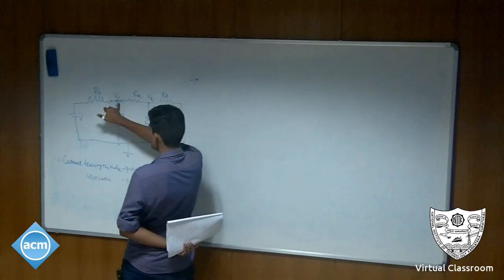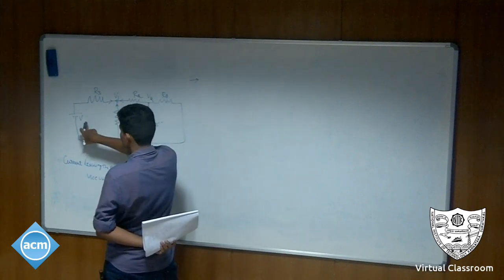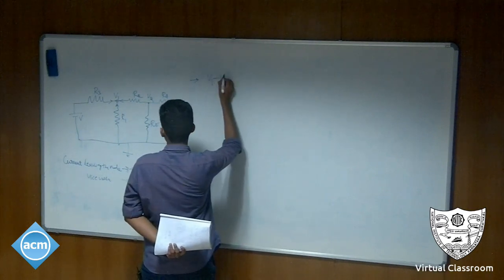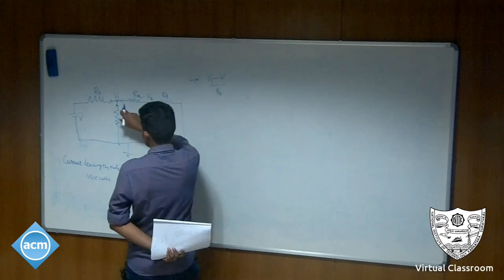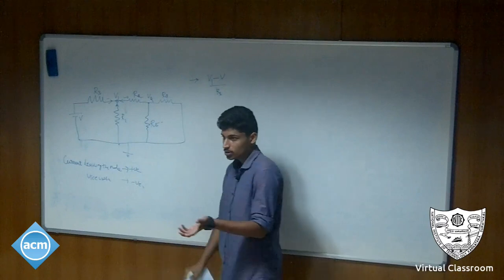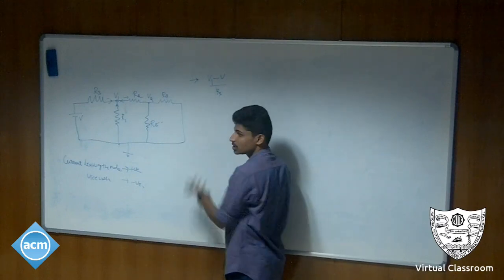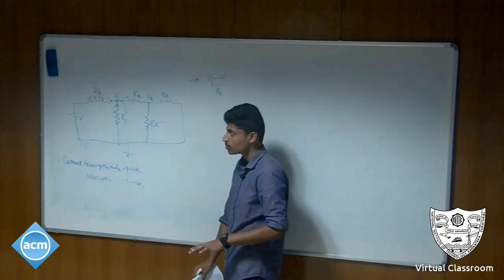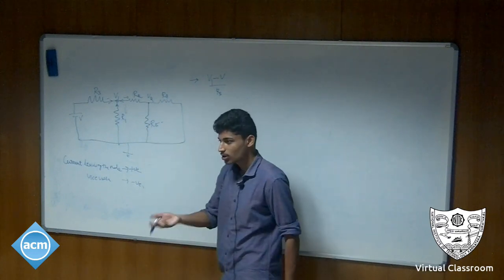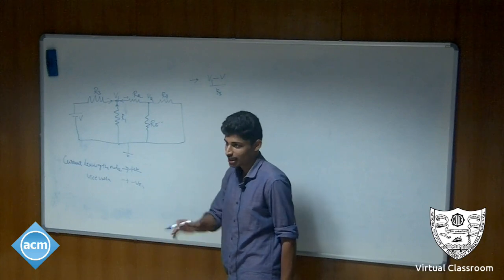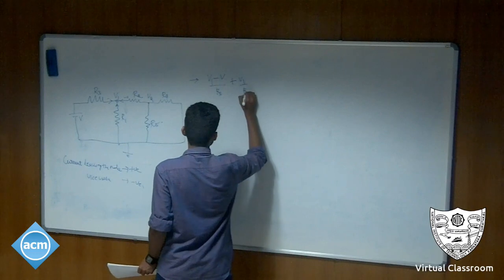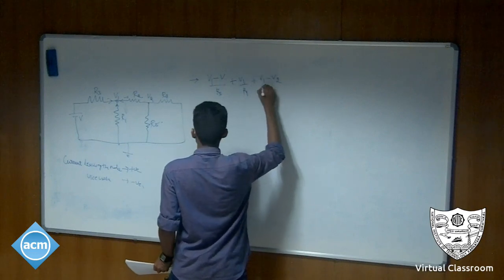If I want to apply it at this point, what is the current which goes from here to here? V1 minus V by R3. Let's say all of them are going out, just for convention. If the convention you assumed is wrong, you end up getting a negative voltage and it compensates automatically, so you don't need to worry about that. Just assume a single convention and start solving. If you expected a positive answer, you get a negative answer. Plus V1 by R1 plus V1 minus V2 by R2.